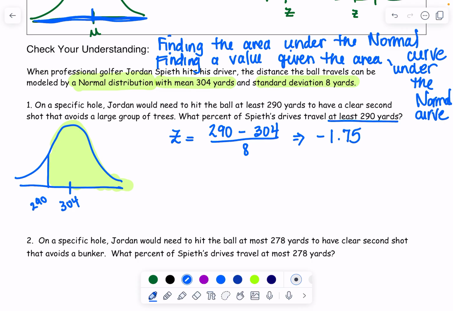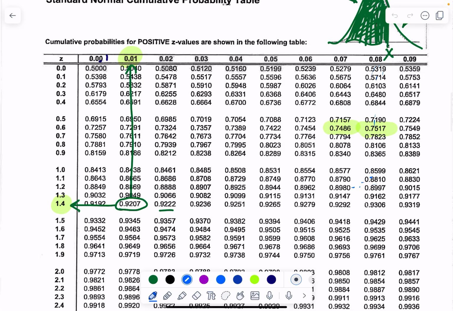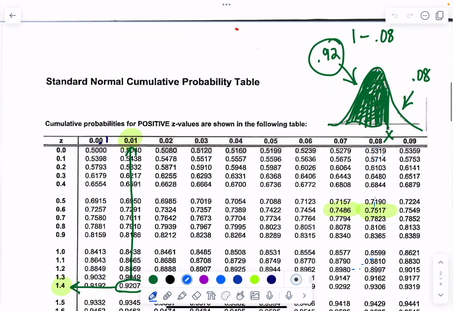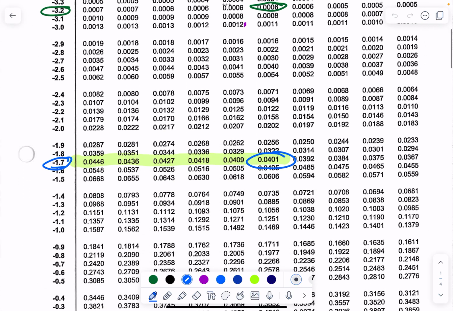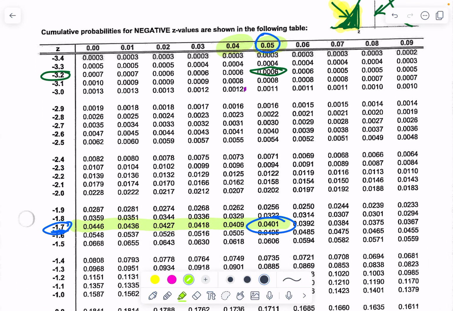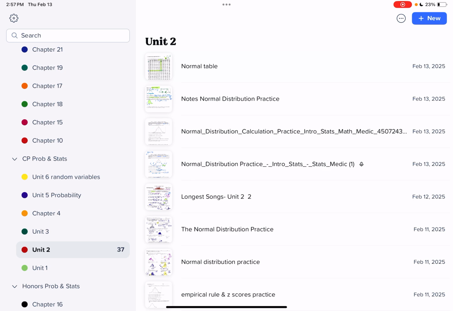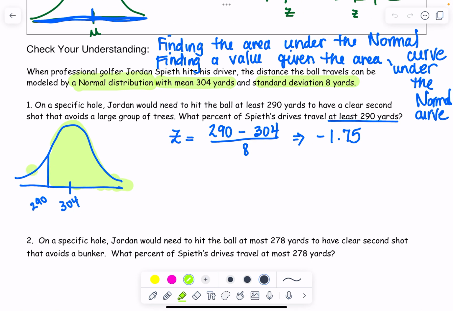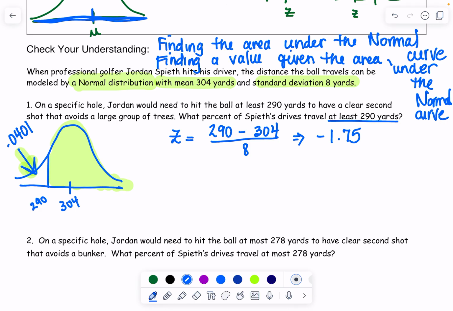So now I'm going to use my table. I'm going to go to the negative side of my table, and I'm going to be looking up negative 1.75. Notice how I have to go over from negative 1.7, and I find the next digit by going up in the chart. So it's the intersection of those two: 0.0401. That tells me the area to the left, because the normal table always gives me the percentile ranking, so the area to the left is 0.0401.